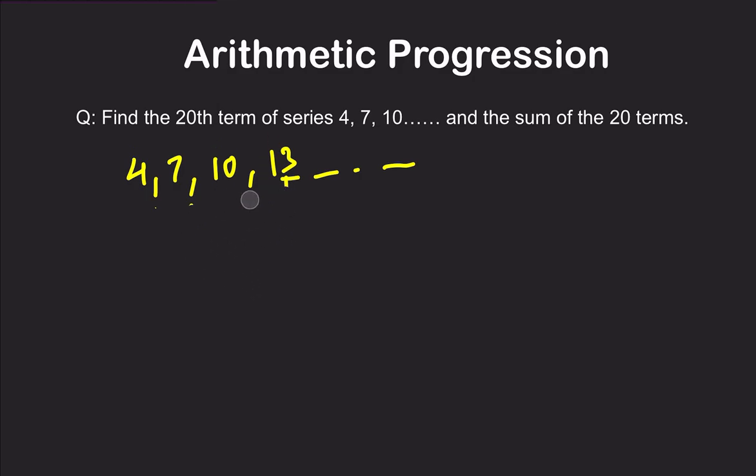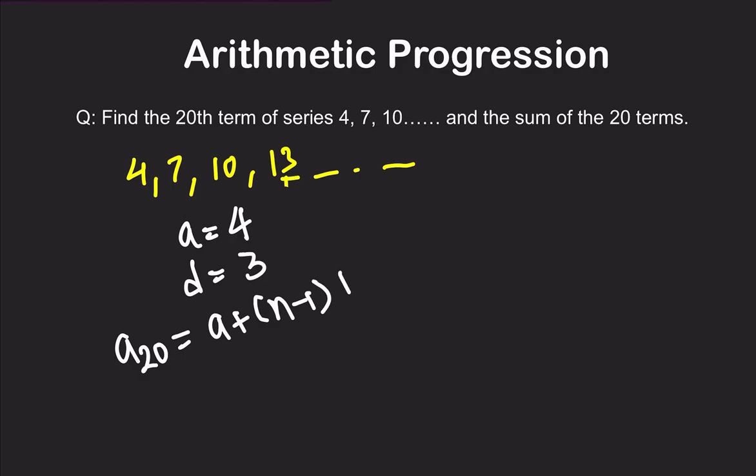So this is an arithmetic progression series where the first term is 4. The common difference between all numbers is 3. You can choose any two numbers and check this. The difference is the same. Find the 20th number. So 20th number will be a plus n minus 1 into d. a is 4 plus n minus 1, that is 20 minus 1, 19, and d is 3. You will get the answer, the 20th term of the series. I hope it is clear.